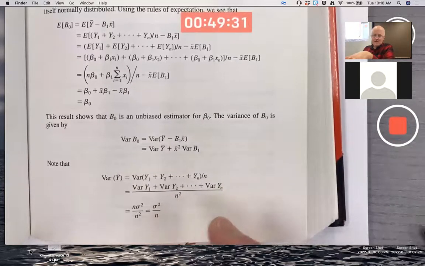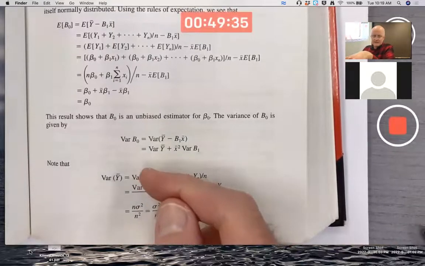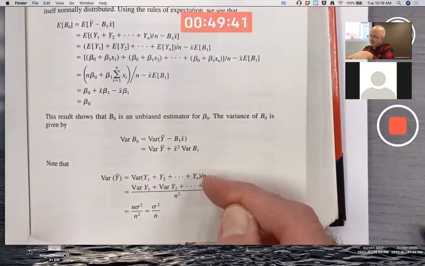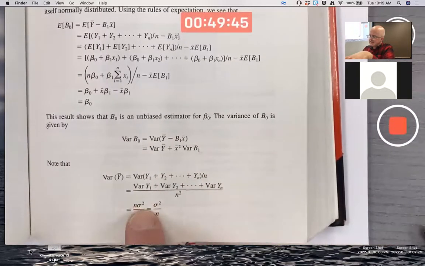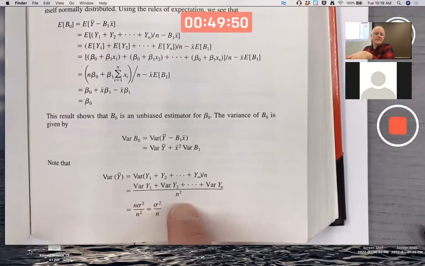By the way, it would have been good for the textbook to use another set of parentheses here, like around this entire thing. Variance of that entire thing. Each of these variances is the same, sigma squared. There's n of them. So this simplifies to sigma squared over n.